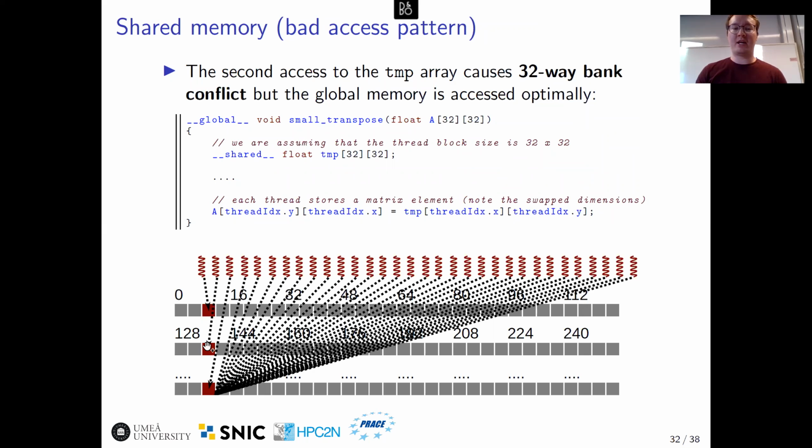So it is going to end up accessing the same memory bank. And the next thread in the same warp is again going to jump forward 32 banks, and it's going to end up accessing exactly the same memory bank. So what you will get in this situation is a 32-way bank conflict. And for performance, it means there are going to be 32 sequential accesses to the shared memory.